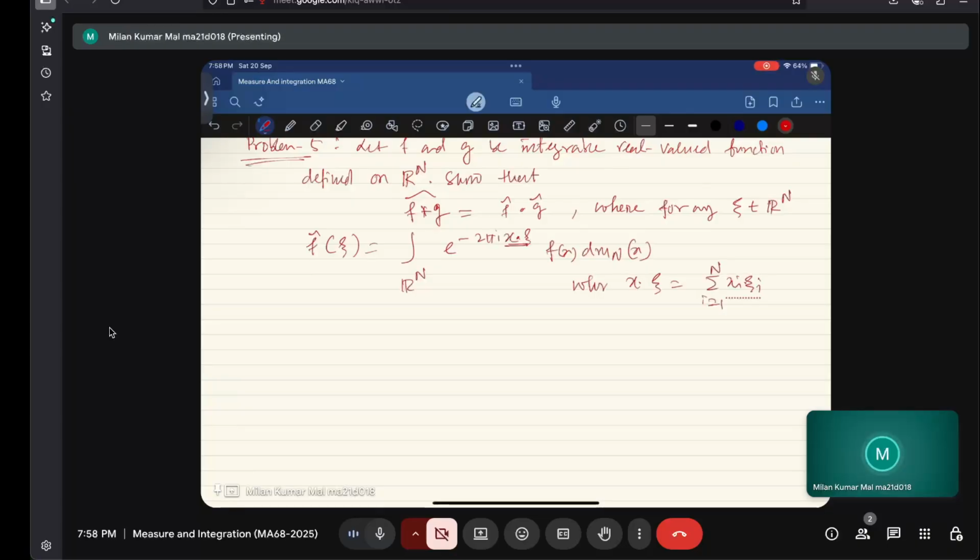So f hat xi is the Fourier transform basically. This is not the Fourier series. Whenever the underlying set is the natural numbers, then it will be the Fourier series. Now the underlying set is R to the power n, so it is the Fourier transform.